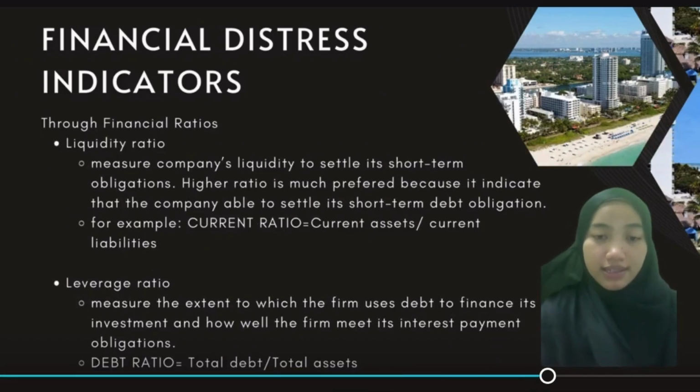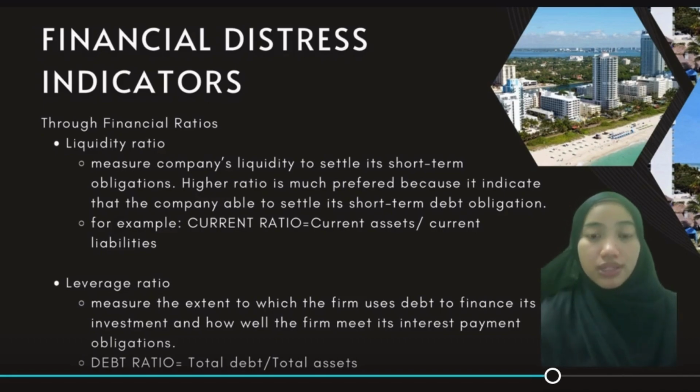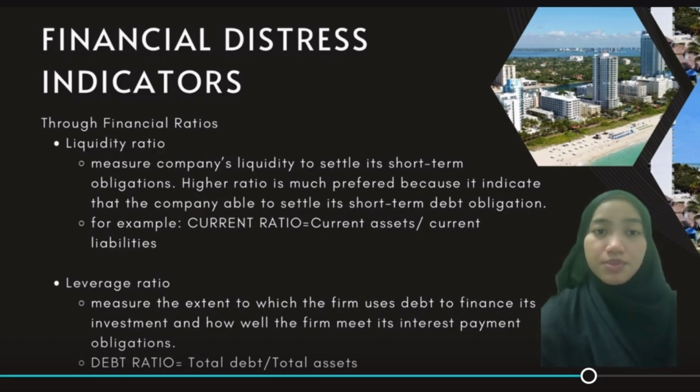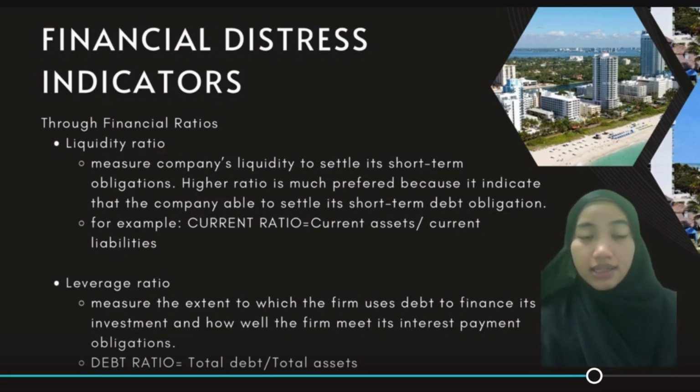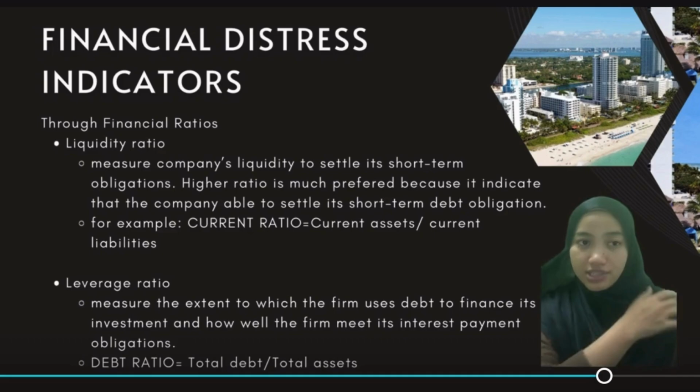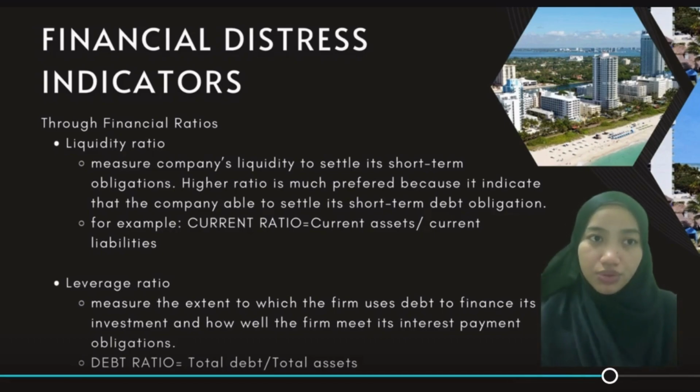For the financial distress indicators, there are two indicators concluded in the report: the first one is financial ratios and the second one is operational indicators. Through financial ratios, we have liquidity ratios that measure the company's liquidity to settle its short-term obligations. In this liquidity ratio, a higher ratio is preferred because it indicates that the company is able to settle its short-term debt obligations.